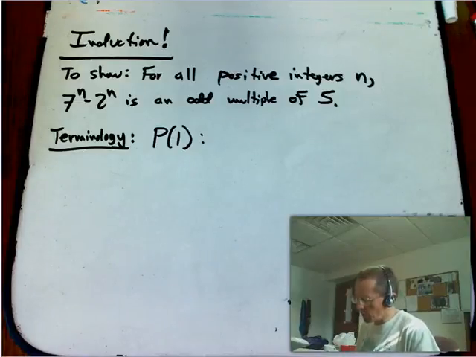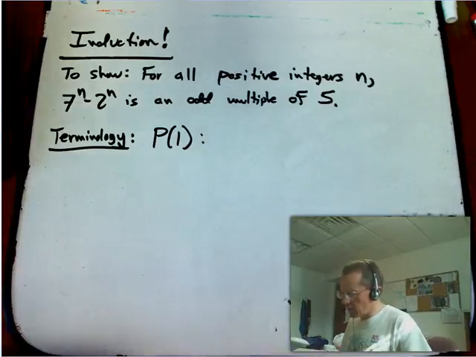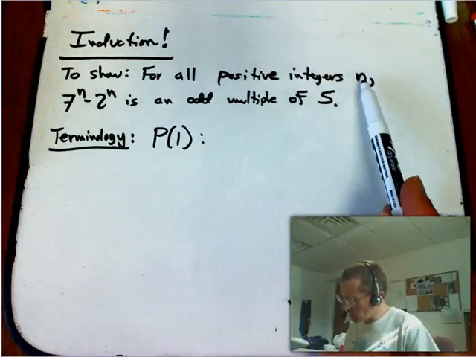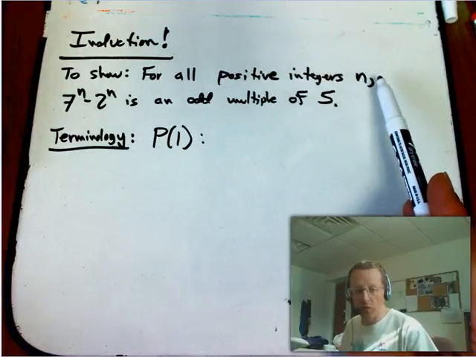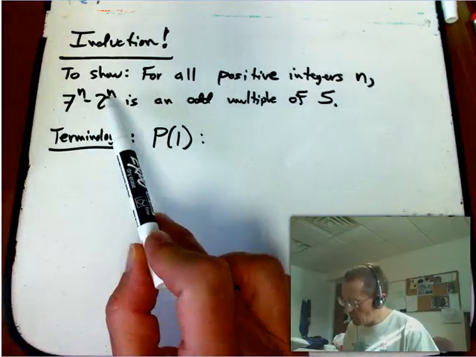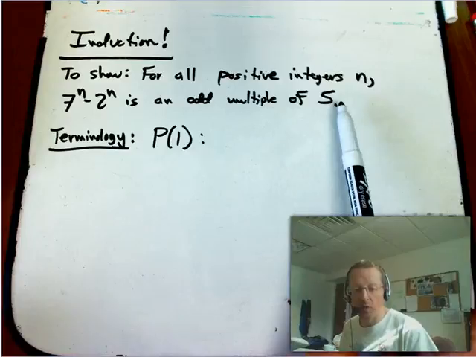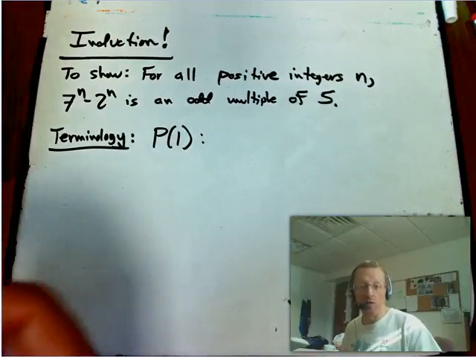So let's actually prove this. I'm going to go ahead and prove the slightly stronger statement. We're going to show that for all positive integers n, we're not going to start with 0, we're going to start with 1, 7 to the n minus 2 to the n is not only divisible by 5, but it really is always an odd multiple of 5. So that pattern that we were seeing, that it really ends in 5, in other words, is really going to be true.